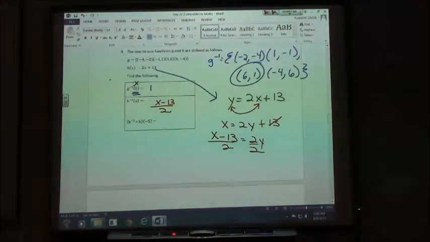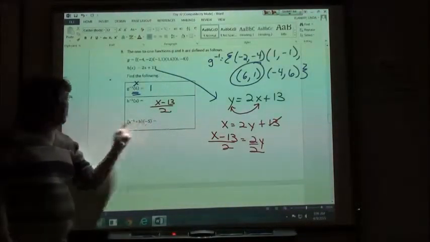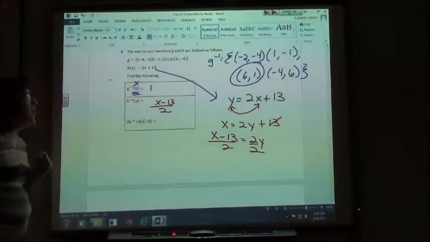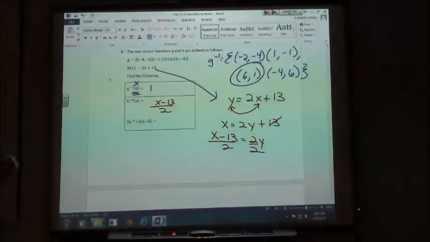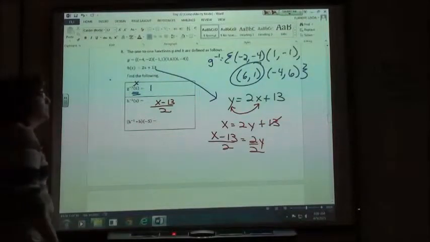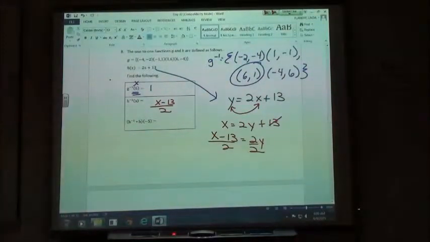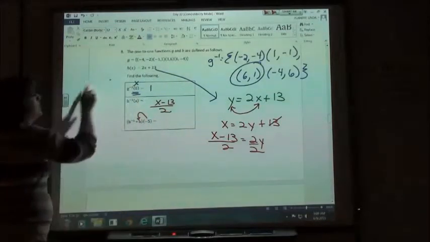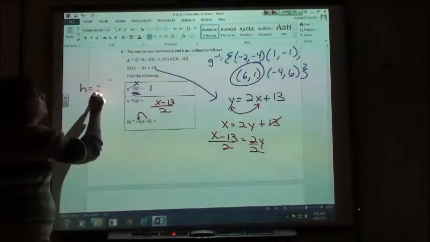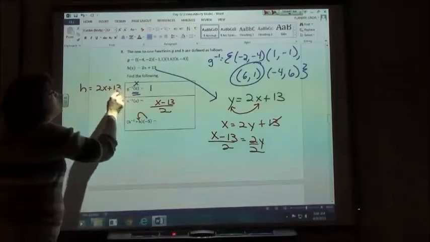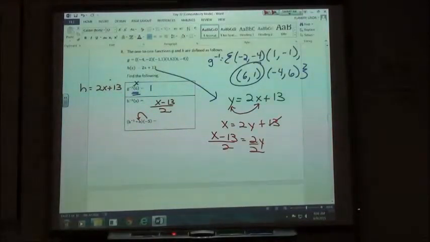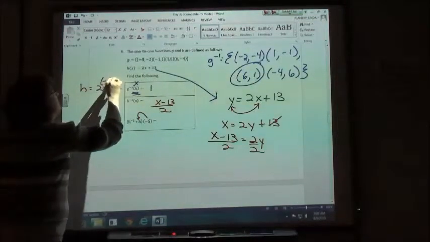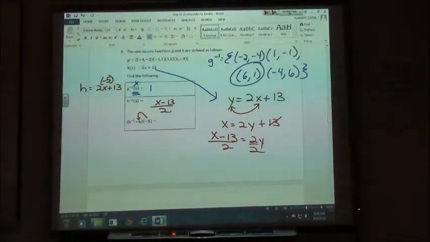Okay, now on this one, they switched it around a little bit. I'm going to put my negative 5 into which function first? Okay, h. Into the h one. So h is equal to 2x plus 13, right? It says there up on the top. If I put my negative 5 in for the x, what am I going to get?